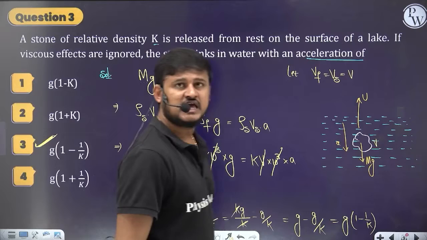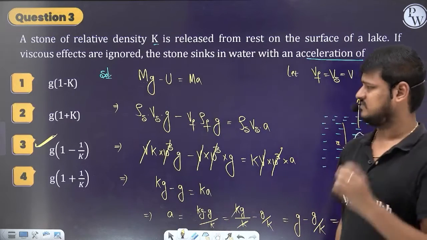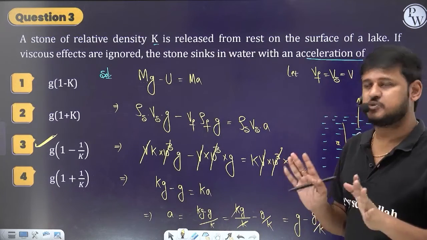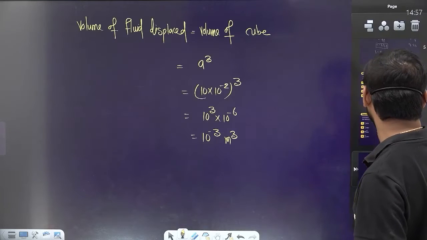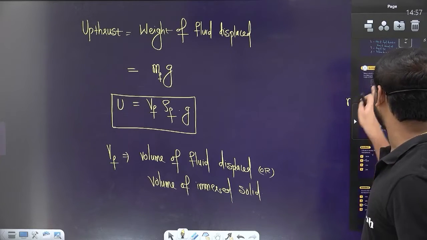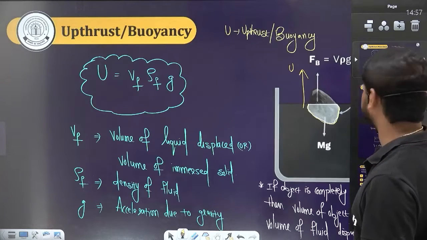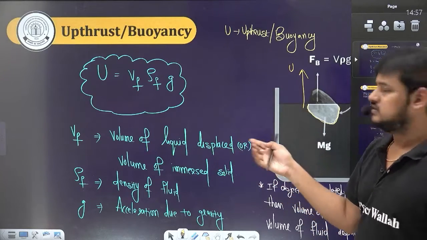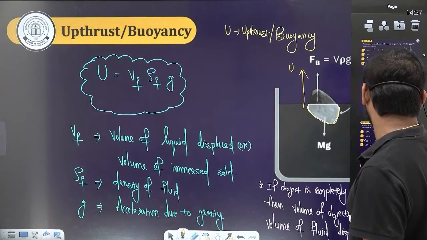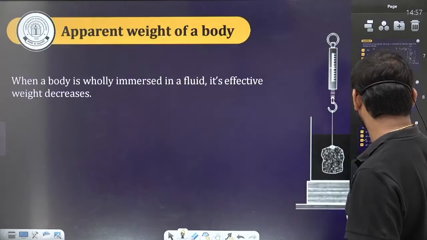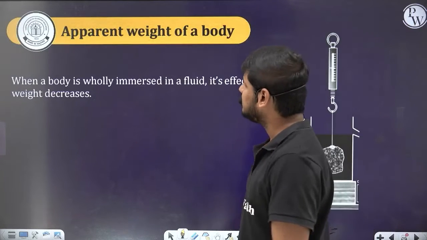Clear guys? Everyone done? Just follow the basic procedure. All these questions we are just doing based on this formula only. We are not going beyond this formula. Yes or no? But you should have the basic knowledge of the concepts. Chalo, let's go for the next concept.